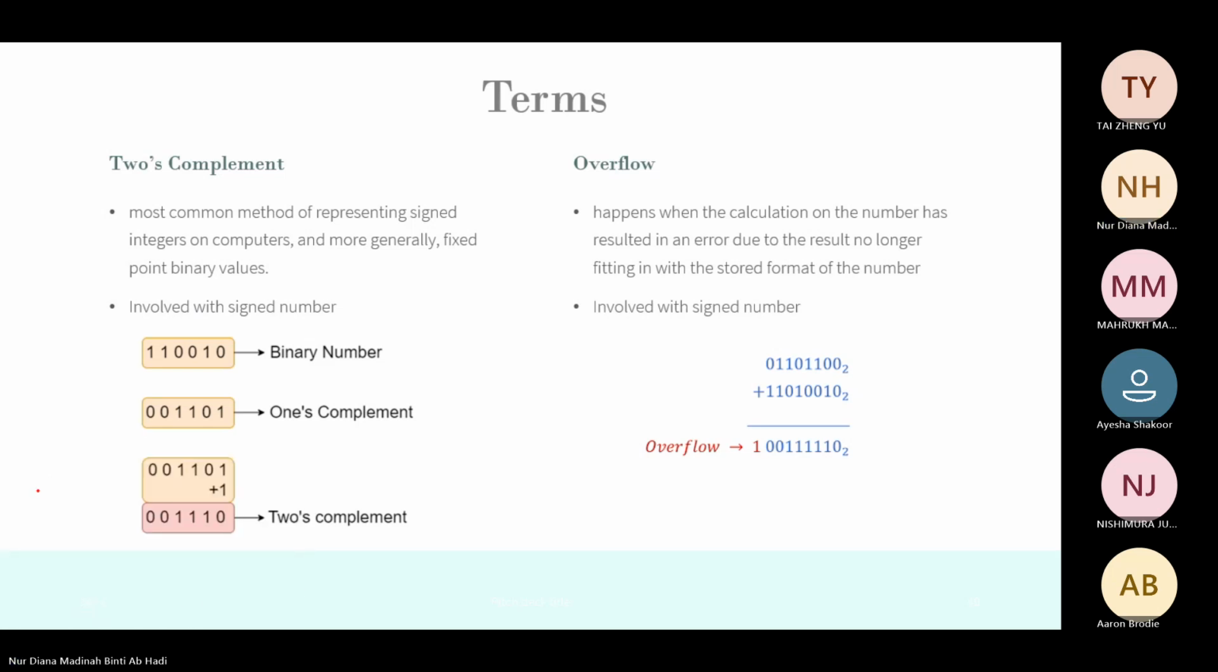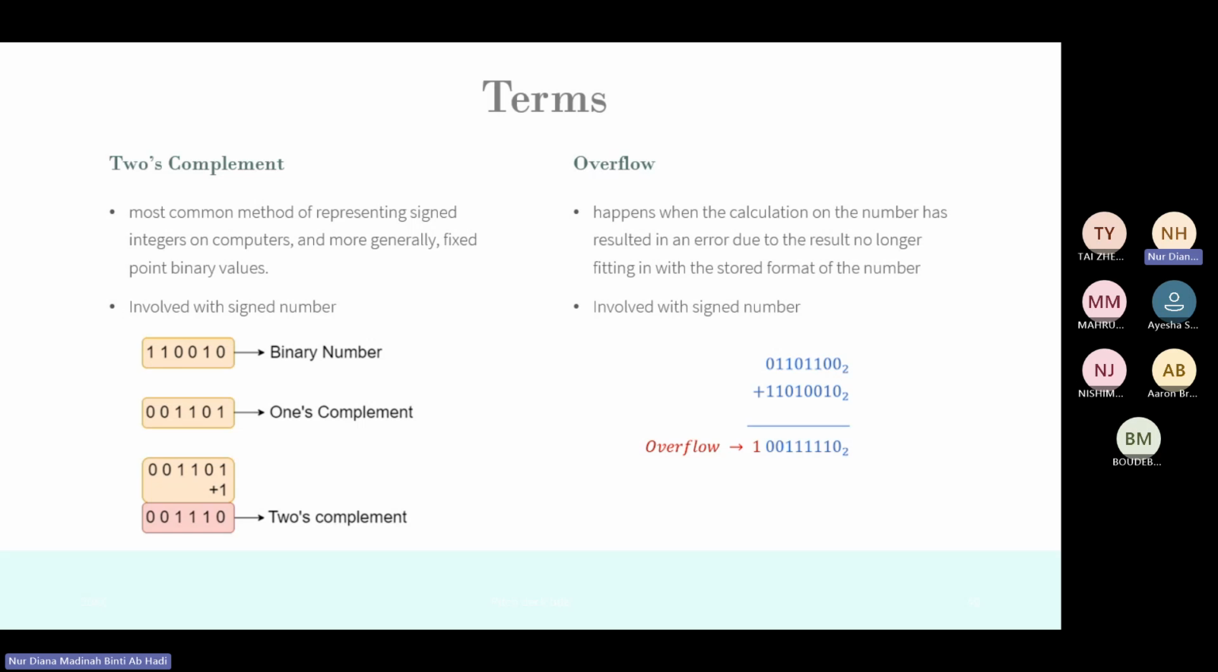Before we go further into chapter 2B and 2C, you need to understand the terms two's complement, overflow, and then we're going to have first complement. So, two's complement. Two's complement is the most common method to represent signed integers on the computer, generally fixed point binary values.